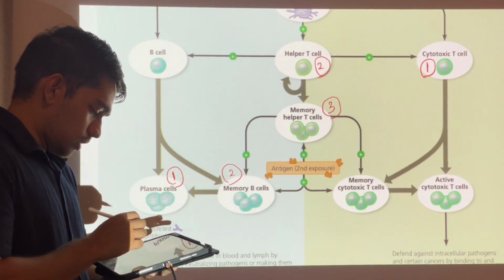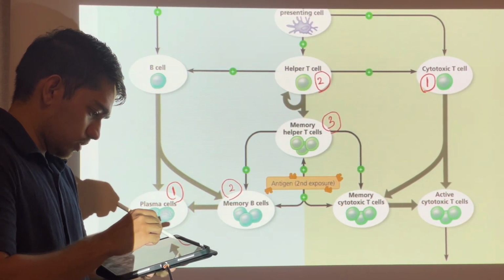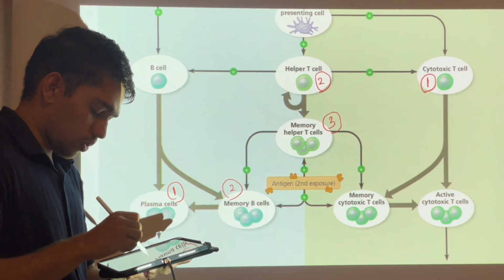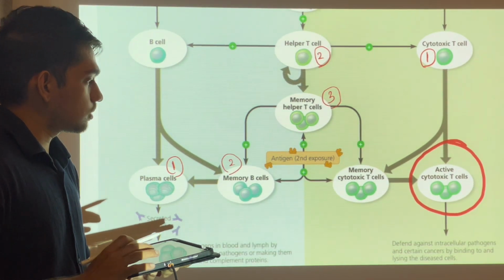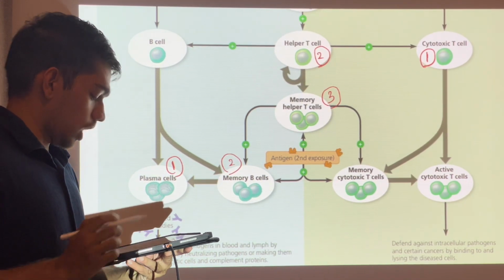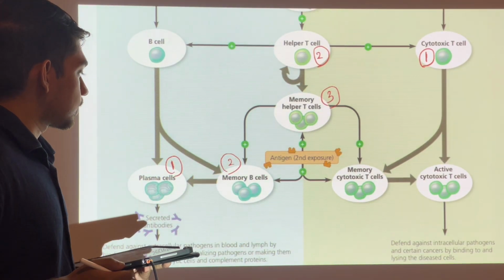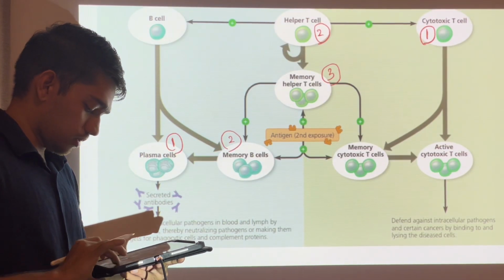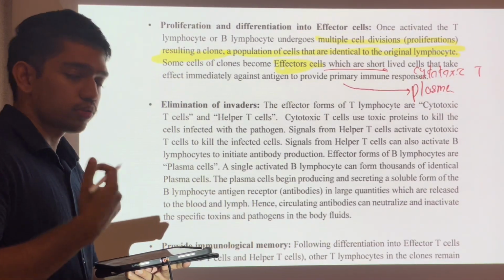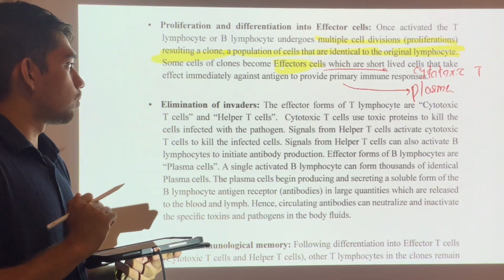So this is the proliferation or the clone. It's a clone of plasma cells if it's a B cell. It's a clone of cytotoxic T cells if it arose from a T cell. We'll come to the memory function, how the memory cells work, later. So proliferation and differentiation is done. Now they are going to do their work. We now have the army, and the army is going to do their work.